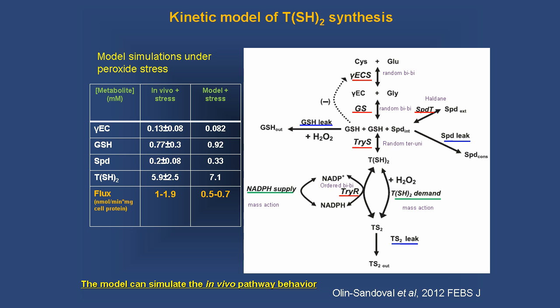And here are the metabolic concentrations and fluxes determined in parasites subjected to 50 micromolar hydrogen peroxide. These are the values obtained after a process of model refinement, and these are the values predicted by the model. So after this, the model can predict the pathway behavior in the parasites.